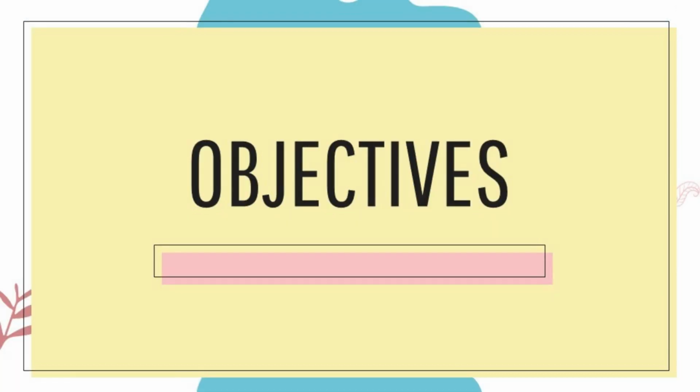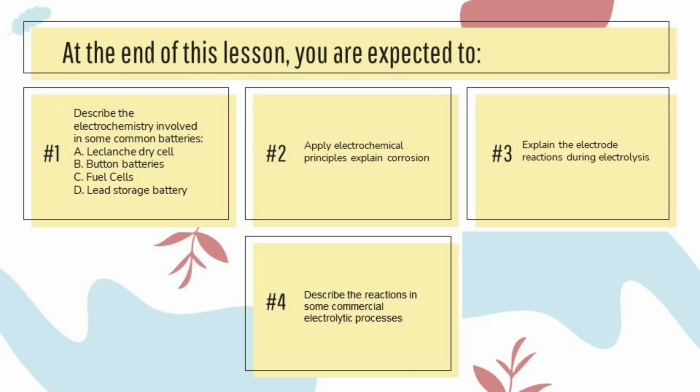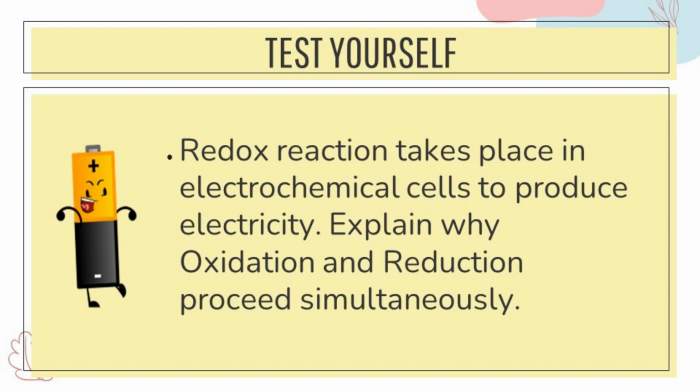Okay, so with that, here are the objectives that we need to attain as we go on to the discussion. Number one, we need to describe electrochemistry involved in some common batteries such as A, large dry cell, B, button batteries, C, fuel cells, D, lead storage battery. Number two, apply electrochemical principles and explain the process of corrosion. Number three, explain electrode reactions during electrolysis. And number four, describe the reactions in some commercial electrolytic processes.